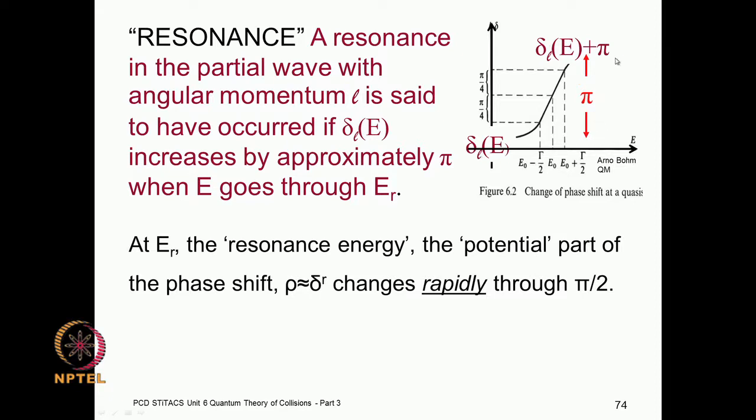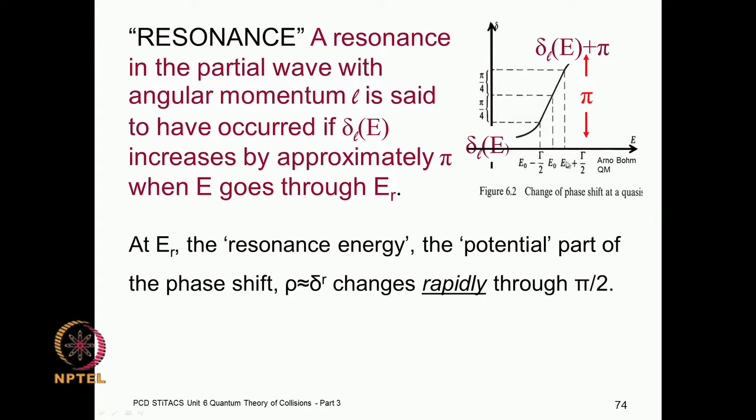So the net change in the phase shift is pi, that is the angle through which the phase shift changes as you go across a resonance. And very close to the resonance, in the immediate vicinity of the resonance, the phase shift changes by pi by 2. And that is where it changes rather rapidly, and how rapidly it will happen will depend on the width of the resonance.